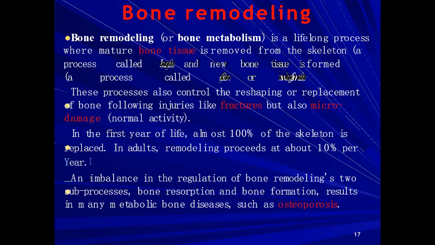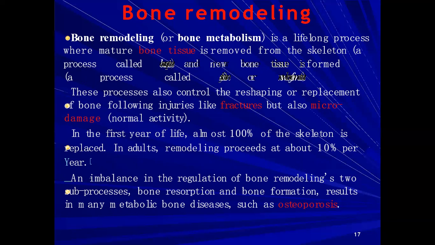So in bone remodeling, bone metabolism is a lifelong process, because in young growing individuals there is breakdown of tissues in our body. In this remodeling, mature bone is removed from the skeleton, a process called resorption, and new bone is formed in the body. The process also controls the reshaping and replacement of bone following injuries like fractures and micro injuries.